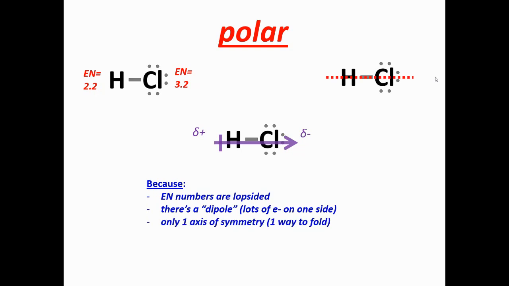You could also draw one axis of symmetry. You can't draw another axis of symmetry. There's only one way to fold this to get the same thing on either side of the fold. So it has an asymmetrical shape and asymmetrical distribution of electrons. It is a polar molecule.